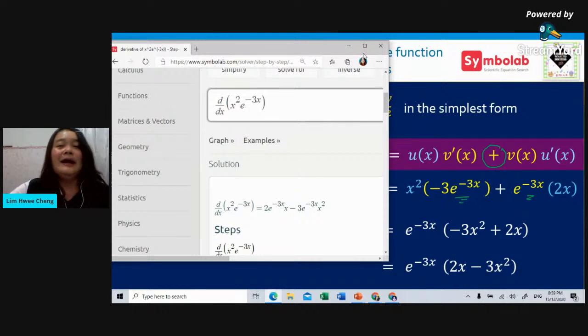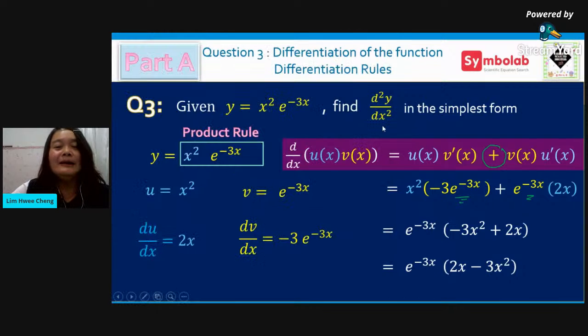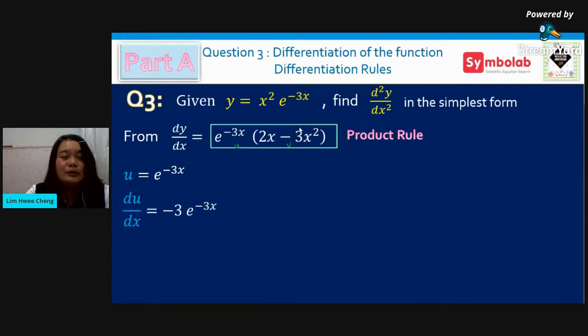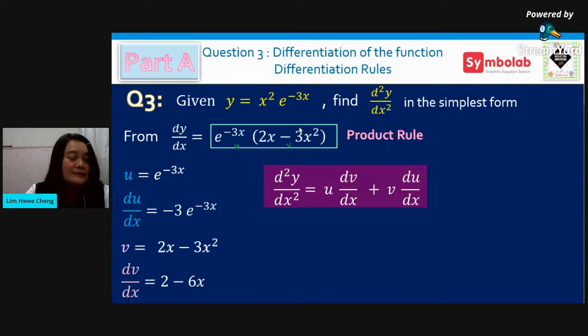Okay, so class, do you want to know whether the symbolic can do the second derivative? If you want to do the second derivative manually, it means you have to differentiate the first derivative again. You have to do differentiation one more time. So for this case, you have the u and v again. So you will do the product rule again, inside once more.